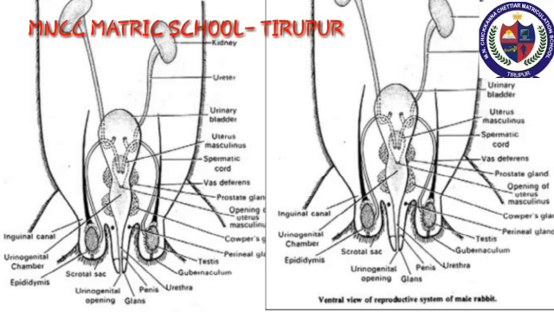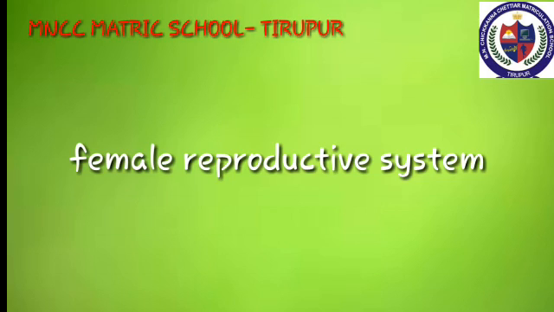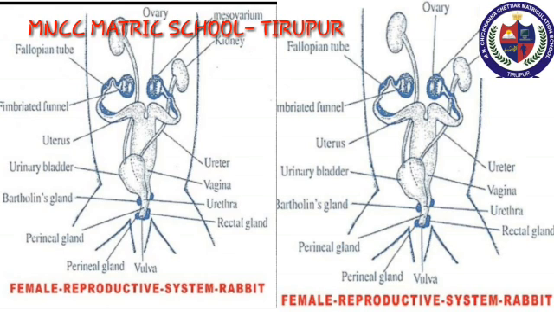Female reproductive system. The female reproductive system of rabbit consists of a pair of ovaries. A pair of oviducts opens into the body cavity by a funnel-shaped opening from each side of the ovary. The anterior part of the oviduct is the fallopian tube. It leads to a wider tube called the uterus. The uteri join together to form a median tube called the vagina. A pair of Cowper's glands and a perineal gland are the accessory glands present in the female reproductive system.